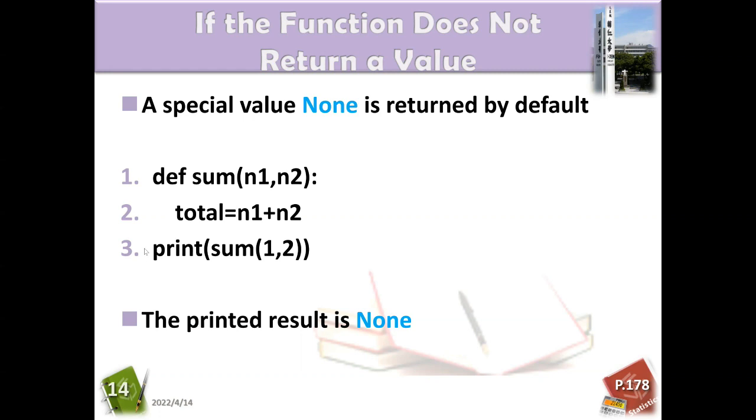So line 3 prints the sum, but actually it has no return. So it will print None. The printed result will be None. So remember, your function should have at least one of these. One is print, otherwise return. If you do not do either of them, you will get nothing.